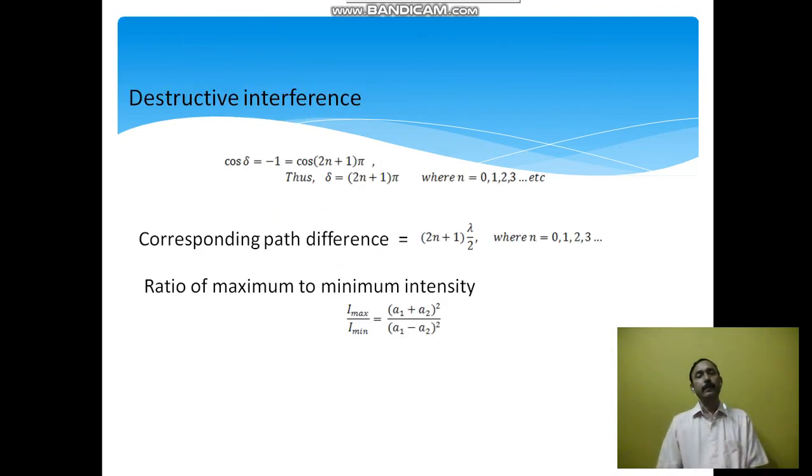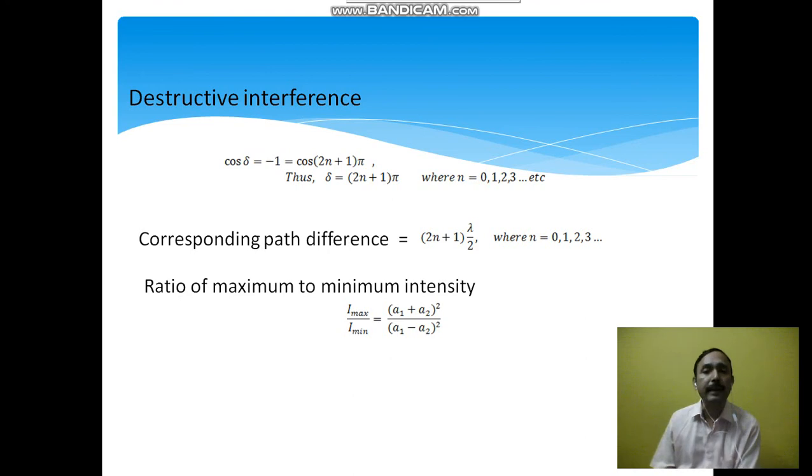Now for destructive interference, the minimum value of cos delta is equal to -1. So we can write it as cos (2n plus 1) pi. Thus delta is equal to (2n plus 1) pi, where n are the natural integers 0, 1, 2, 3, etc. From the same formula, phase difference is equal to 2 pi by lambda into path difference, we can find out the corresponding path difference. The corresponding path difference is (2n plus 1) lambda by 2, where n are the natural integers 0, 1, 2, 3, etc.